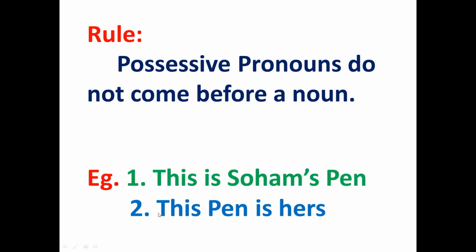In the second sentence, you observe here, this pen is hers. What is the possessive pronoun here? Hers. The pen belongs to her. Can you see a noun after hers? No. Can you see a noun before hers? No. So we have to remember very clearly, possessive pronouns do not come before a noun.